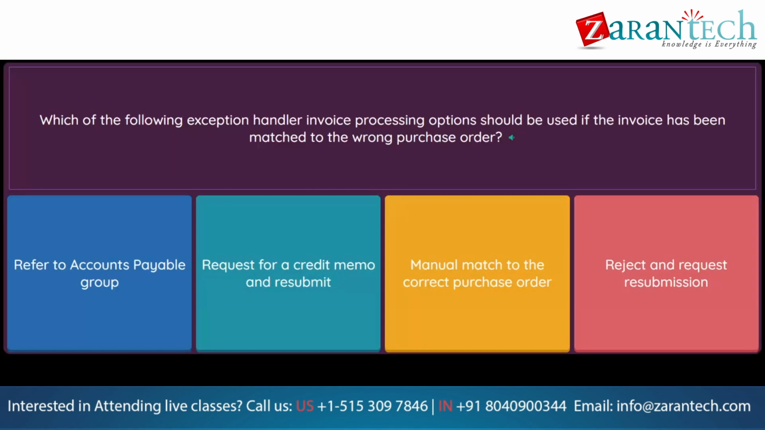Question: which of the following exception handler invoice processing options should be used if the invoice has been matched to the wrong purchase order? Option 1: refer to accounts payable group. Option 2: request for a credit memo and resubmit. Option 3: manual match to the correct purchase order. Option 4: reject and request resubmission.